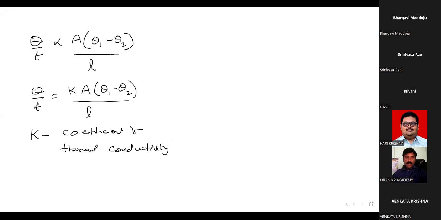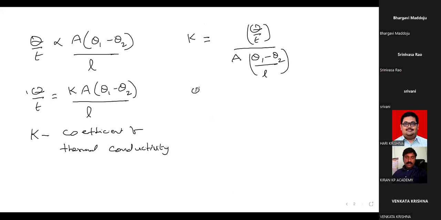Now here Q by t is the rate of heat flow. A is the area of cross section. Theta 1 minus theta 2 is the temperature difference. Here you can write the expression for K like this. K equals Q by t, where Q by t is the rate of heat flow, the whole divided by area into theta 1 minus theta 2 divided by L.